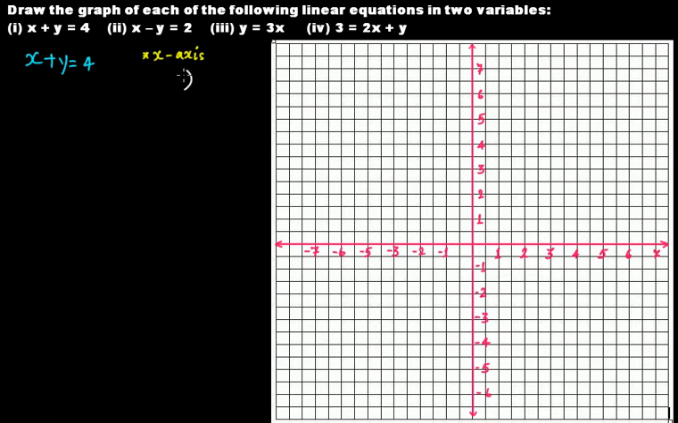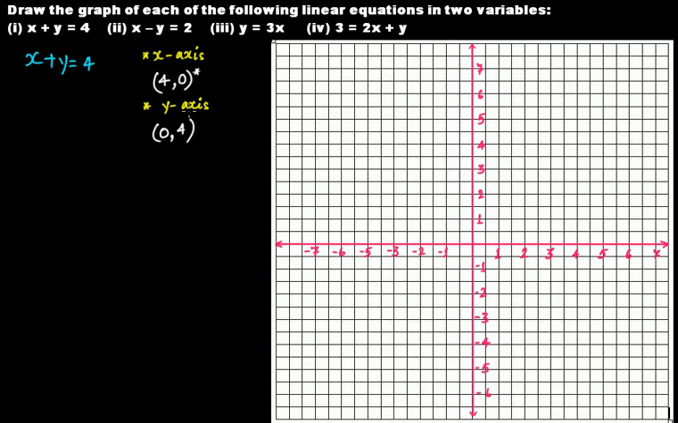So when your y is 0, it means that x plus 0 is equal to 4. It means x is equal to 4. So this is one solution, 4, 0. And to check what point the line will pass through on the y-axis, you have to put x equal to 0, because we know that on the y-axis your x will be equal to 0. So when x is equal to 0, this equation is 0 plus y is equal to 4, that is y equal to 4.